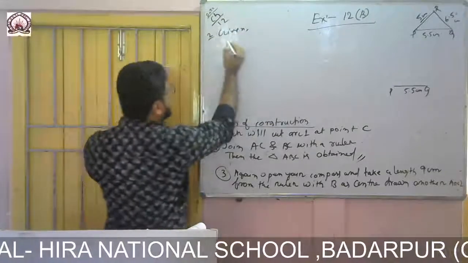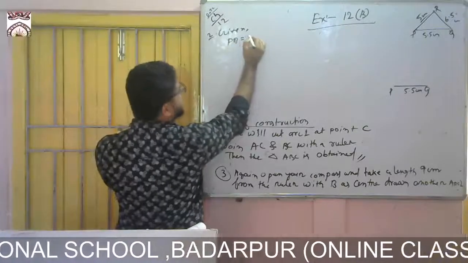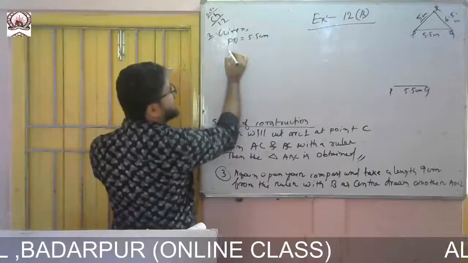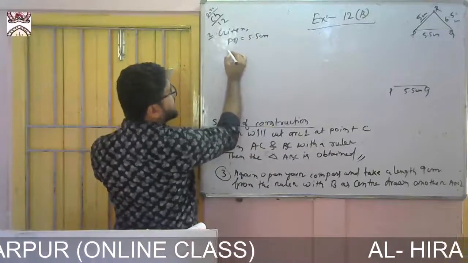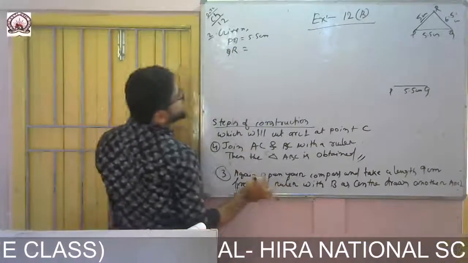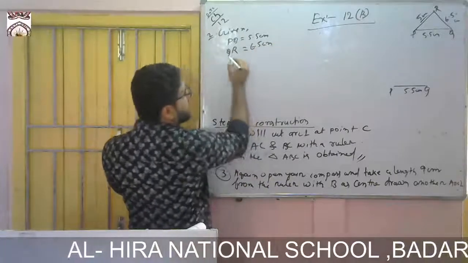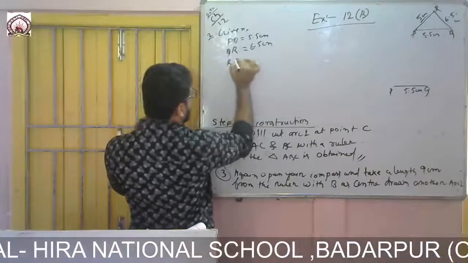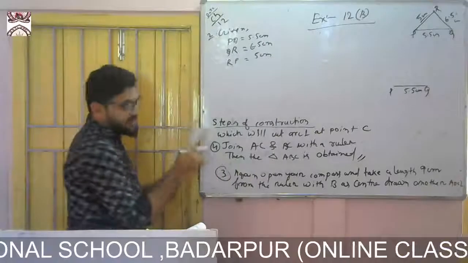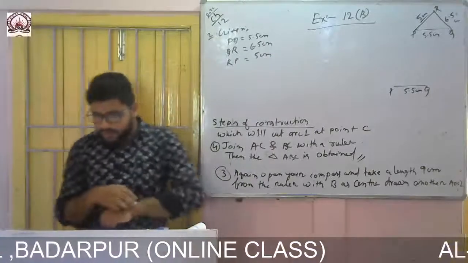Given what? PQ equals how much? 5.5 centimeter. Then QR how much? 6.5 centimeter. Then RP how much? 5 centimeter.